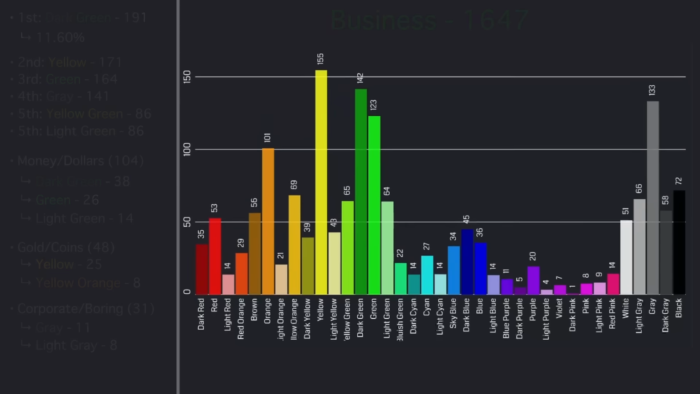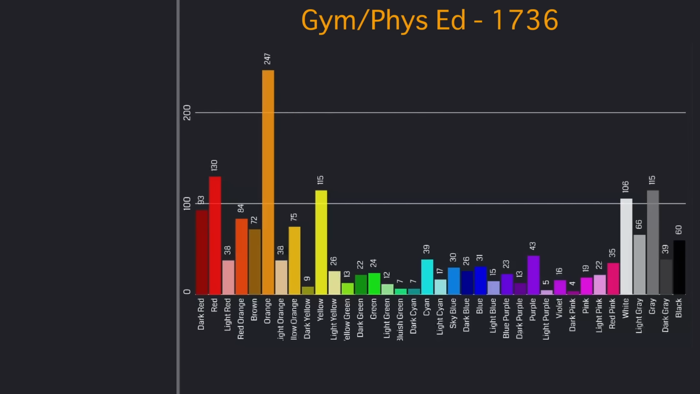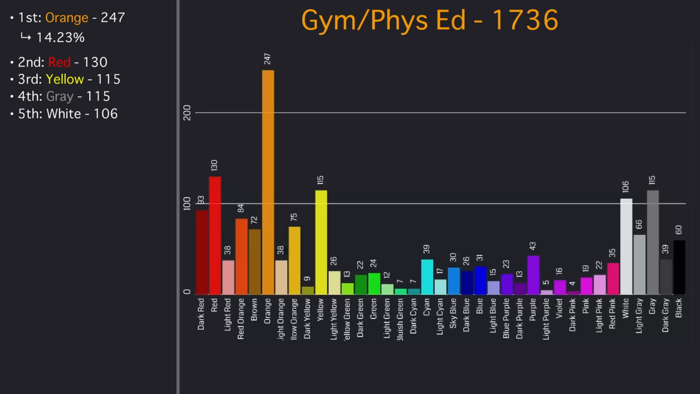Our fourth subject is gym or phys ed, which had 1,736 submissions and a clear winner of the color orange to represent it, with 247 submissions or 14.23% of all submissions. In second place is red with 130 submissions, and then a tie between third and fourth with yellow and grey, both at 115 submissions. Rounding out the top 5, we have white with 106 submissions.